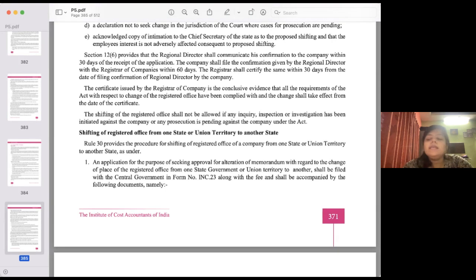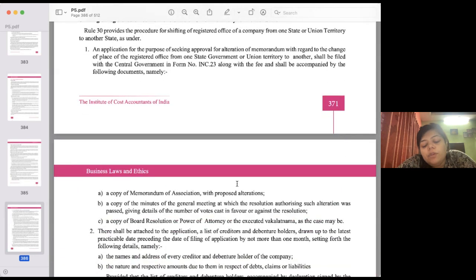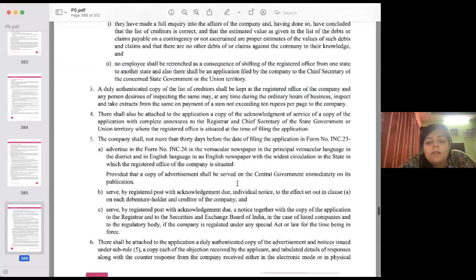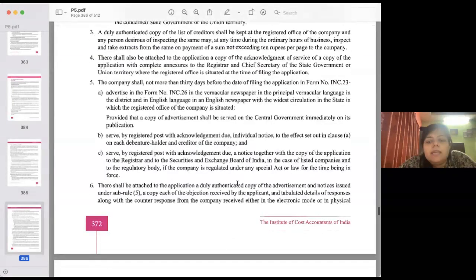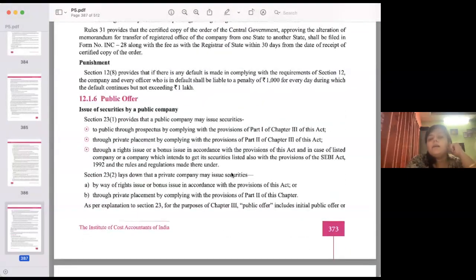So all of these clauses have to be changed with the full consent of all the shareholders with a special resolution, etc., because it affects the entire gamut, the entire community of shareholders of a particular company. These are your procedural discussions. The next topic is we begin with public offers.